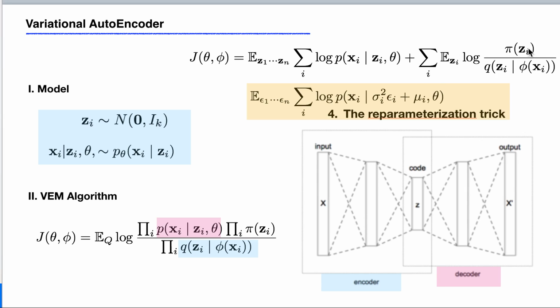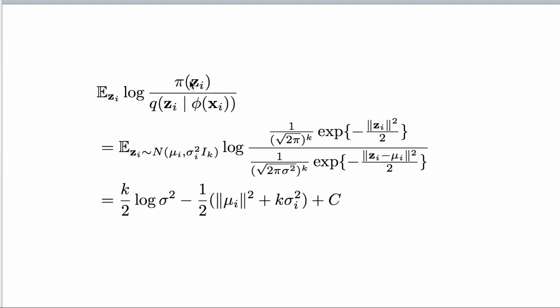Now let's look at this part, how it depends on the parameters theta and phi. You're going to find out this is just a standard normal, and the denominator is another normal with mean and variance, and then we have to take the expectation of zi with respect to this Q distribution. We just do the calculation, and you're going to find out we first have this half k log sigma squared term from the offset ratio. And then once we take the log of the exponential, we just get those terms in the exponential component.